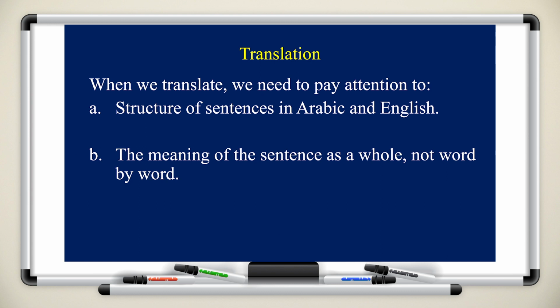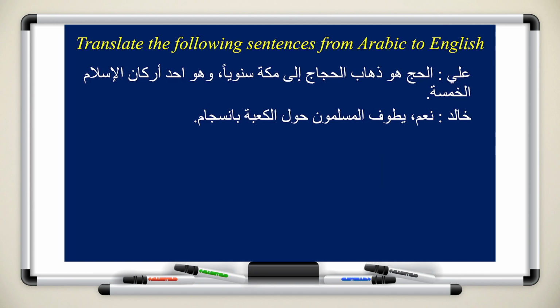When we translate, we need to pay attention to A, the structure of a sentence in Arabic and English, and B, the meaning of the sentence as a whole, not word by word. Let's read this together. So, we have to translate the following sentence from Arabic to English. I will read it in Arabic.